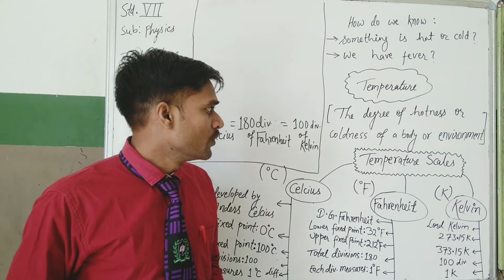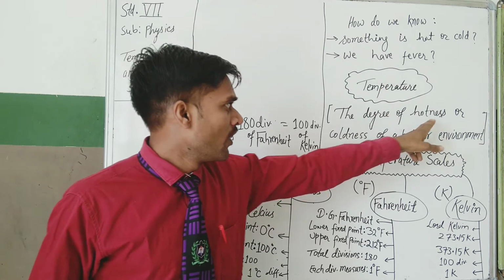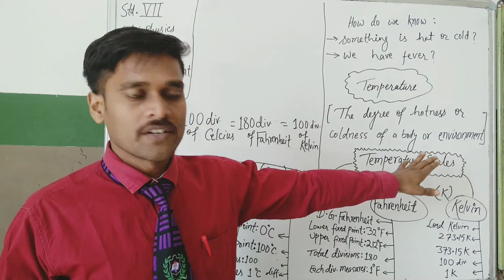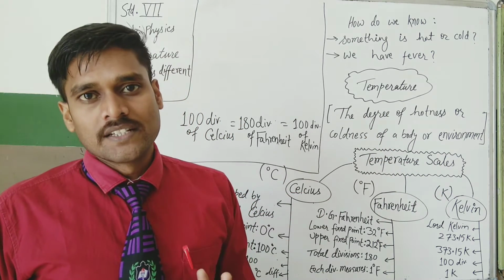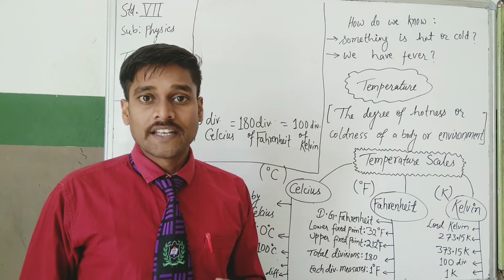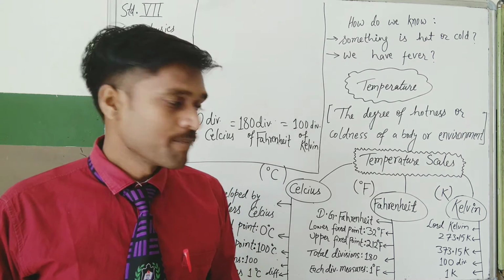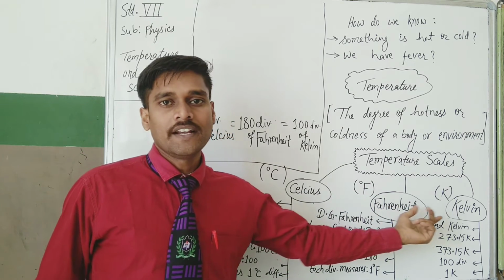So let us move to the definition of temperature. The degree of hotness or coldness of a body or environment is called temperature, and it can be measured in 3 different scales. 3 different scientists gave 3 different scales to measure the temperature of a body, and the 3 temperature scales are Celsius, Fahrenheit and Kelvin.